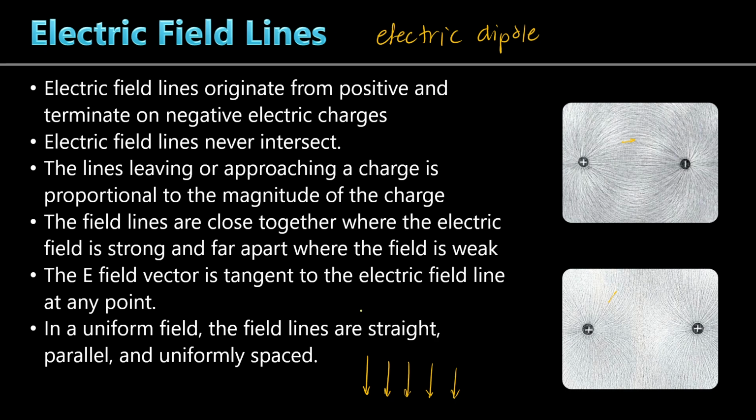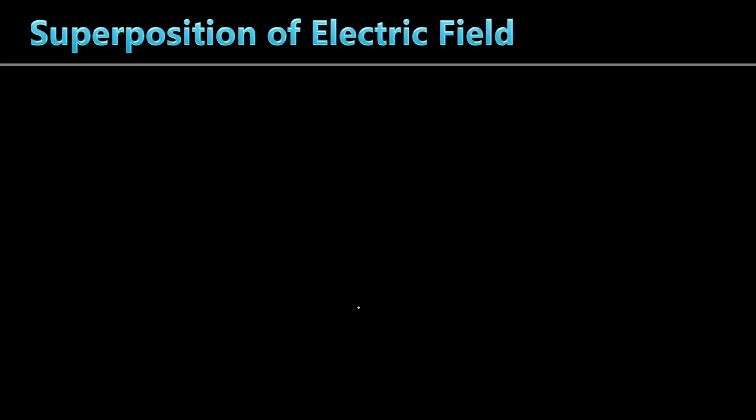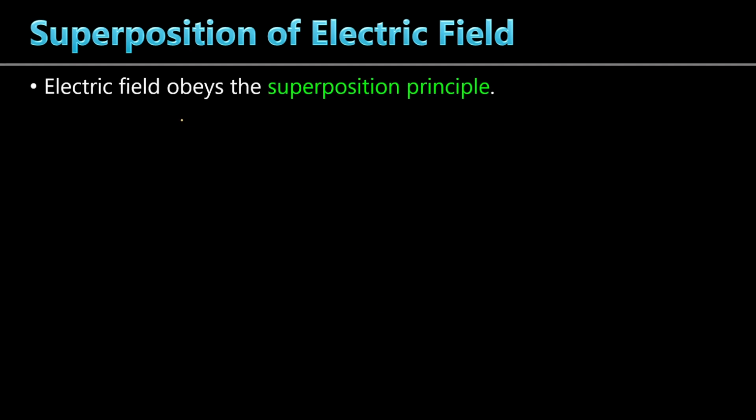What if there are a number of source charges that establish electric field? How do we calculate the net electric field at a point? Electric fields obey the superposition principle. And because of that, we can add the individual electric fields generated by each of the source charges. Tapos i-add mo sila. Of course, using vector addition because electric field is a vector quantity.